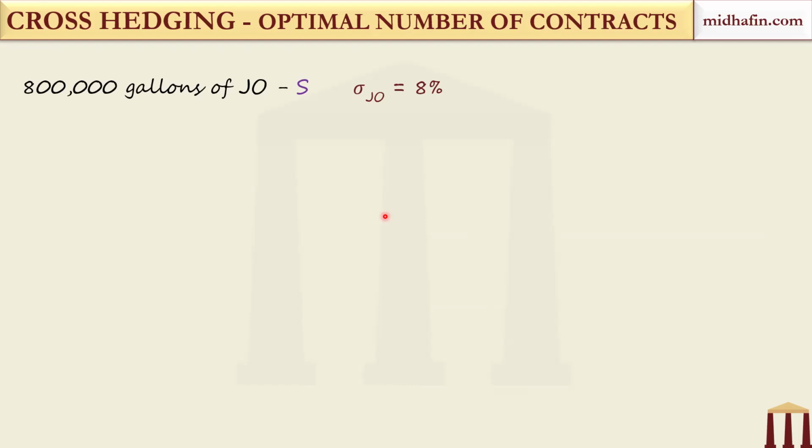Again, for the sake of simplicity, we are not using sigma delta JO, we are just using sigma JO. Instead of jet oil, you have heating oil as your hedging instrument. You go to the futures market and find that jet oil is not available, but heating oil is, which has a decent enough correlation with jet oil. Their standard deviations are given and the correlation is also given: 89% between jet oil and heating oil futures. So that is oil A and oil B, which we were discussing earlier.